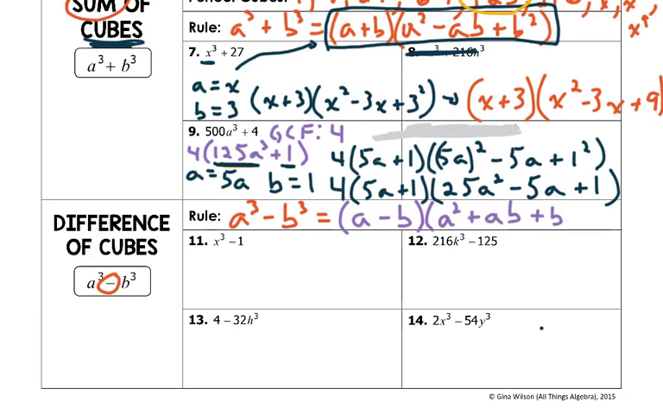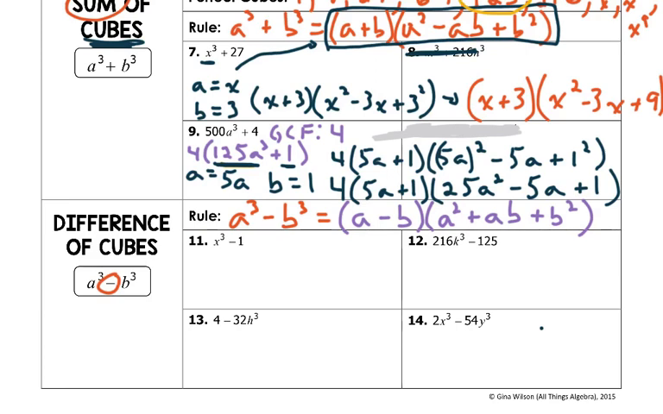plus b squared. So if you can do a sum of cubes, you really should be able to do a difference of cubes because it's almost the exact same thing, just a slightly different formula. The first one is a plus b, the second one's a minus b. The first one has minus ab in the middle term of the trinomial. This one has plus ab. So very similar. We just need to make sure we're aware of the differences.